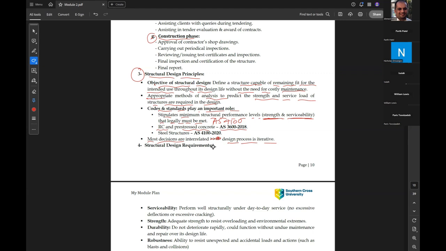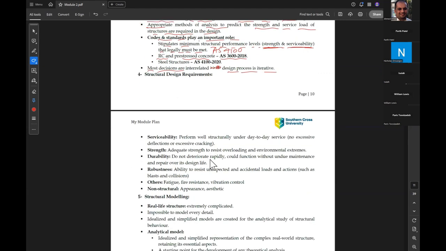Okay. The structural design requirements are serviceability, strength, and durability. Serviceability means that the structure will perform well under day-to-day service, with no excessive deflection or excessive cracking. For example, if you have a building, we need to make sure that the deflection of this roof or this beam is lower than some allowable limits.